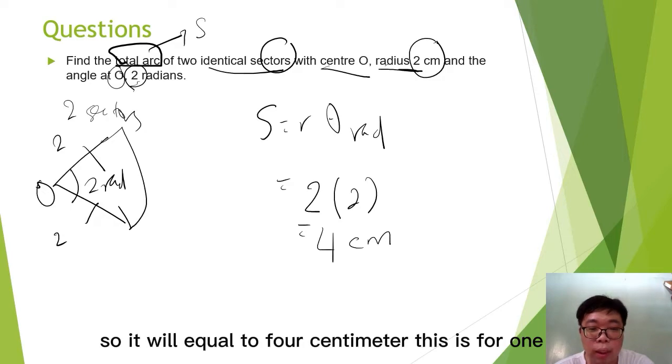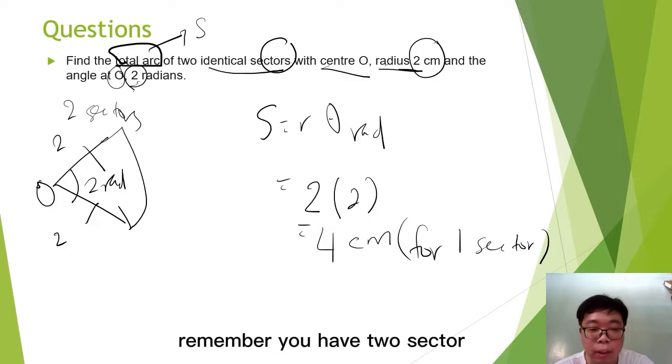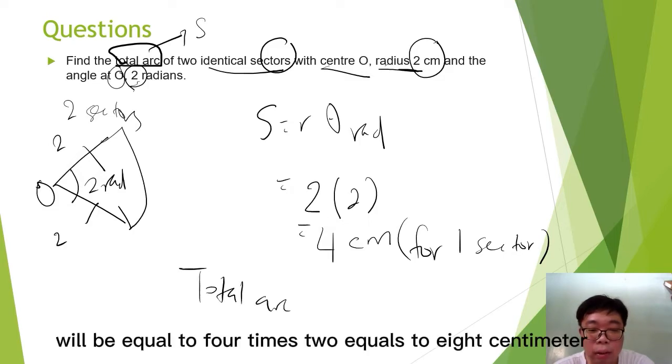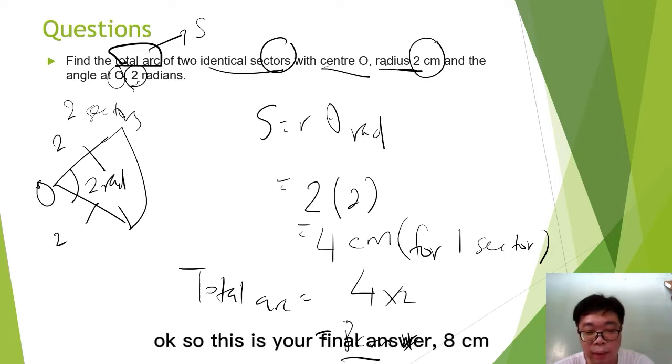This is for one sector. Remember you have two sectors. So your total arc will be equal to 4 times 2 equal to 8 centimeter. Okay, so this is the final answer, 8 centimeter.